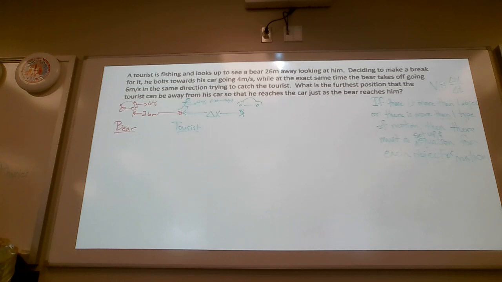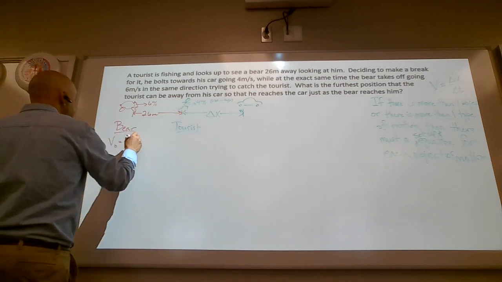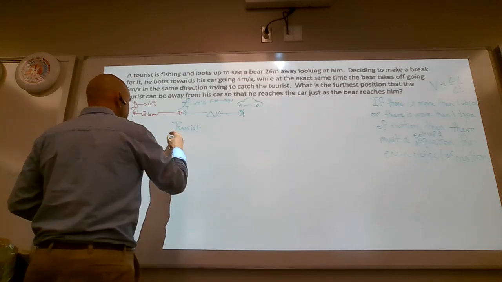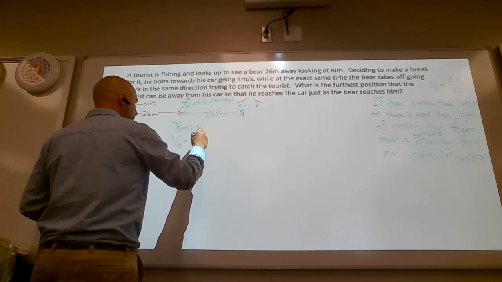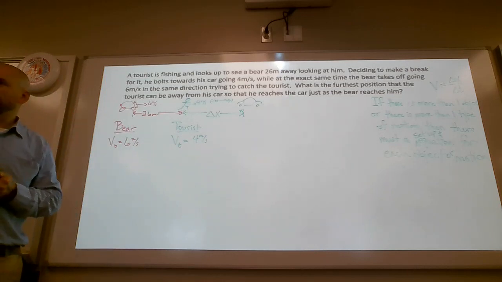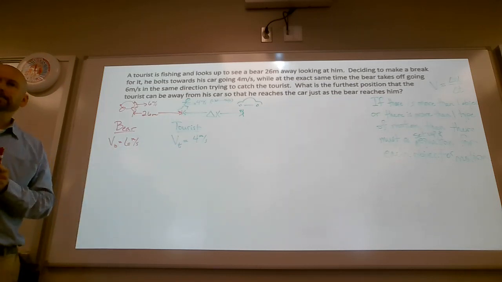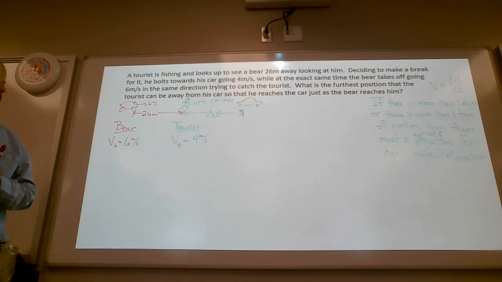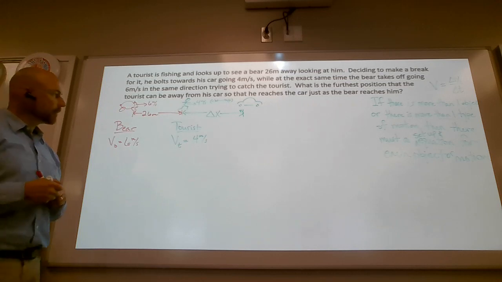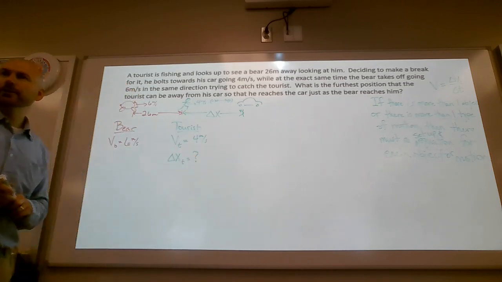What do I know? What variables do I know? What things do I have numbers for? I've got the velocity of the bear, 6 meters a second. I've got the velocity of the tourist, that's 4 meters per second. The little sub B and sub T are just labels, subscripts, for the bear and the tourist. Now I am looking for the displacement of the tourist, how far the tourist can be away from the car.